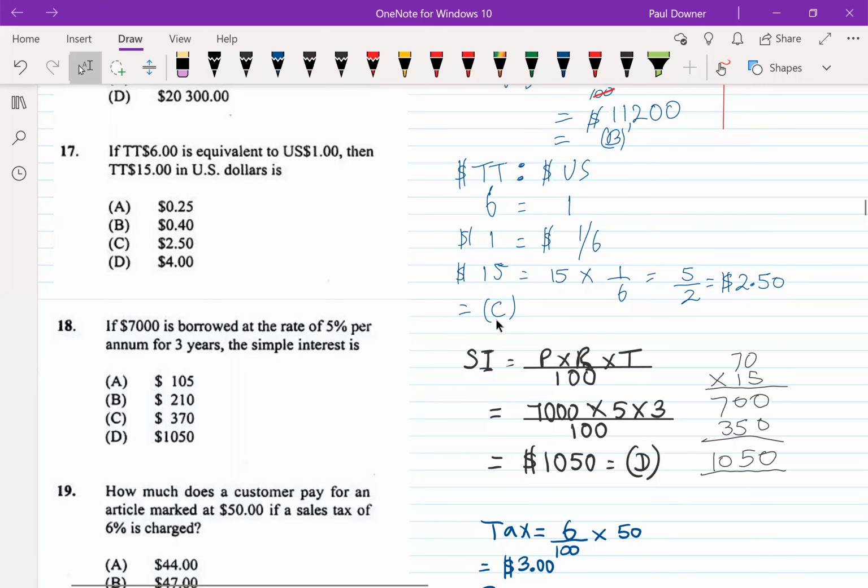$2.50, which will be the item. This is 2.5 or $2.50. So 15 TT will be $2.50 US, which is item C. Right? $2.50 US. All right.